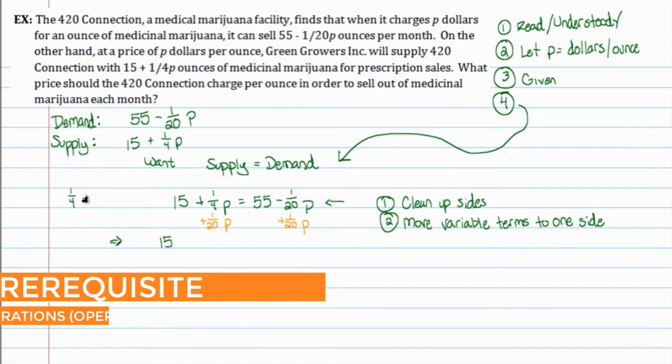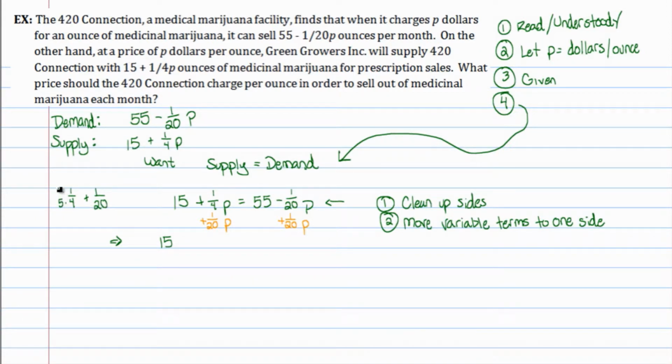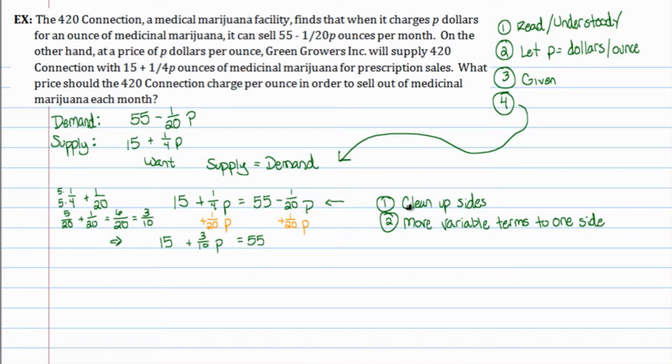So we have 1/4 plus 1/20. Those both have p's attached to it. I'm just going to multiply top and bottom of this by 5. So that gives me 5/20 plus 1/20, or in other words, 6/20, and this reduces to 3/10. So this is plus 3/10 p is equal to 55. And now I'll solve it.